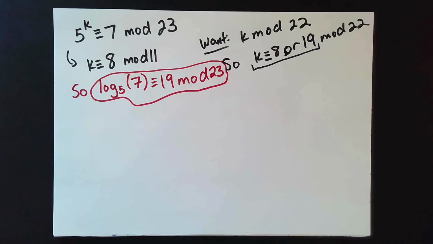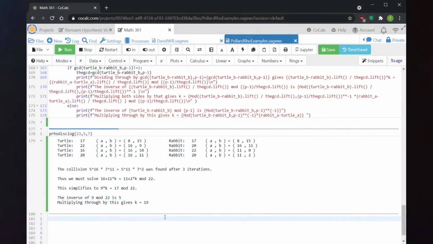Now, this algorithm has some randomness in it. So if I run it again, I hopefully won't get a different answer, because the log of 5 base 7 had better always be 19, because we've just checked that. But you can see here when I run this, I actually don't get any GCD between my coefficients. I just end up having to solve 9k is 17, mod 22. So I calculate the inverse of 9, it's 5, multiply both sides by that, and then I just go straight to k is 19.